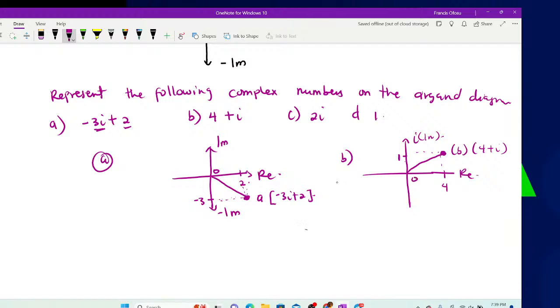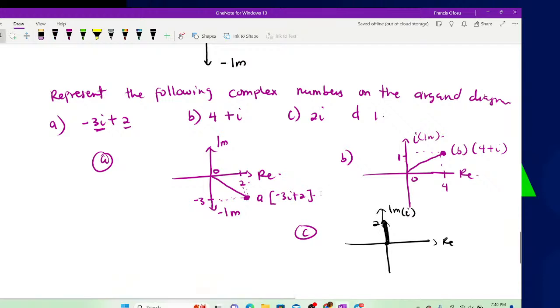Likewise C. So C will be represented as, I'll have my complex plane this way, and it's 2i. The real part is 0, meaning that I'm going to represent it on the imaginary part, which is 2i. So I'll just tap 2 here because this part has the imaginary entries. So from the origin 0, it will just fall here. So that's how we see purely imaginary numbers.